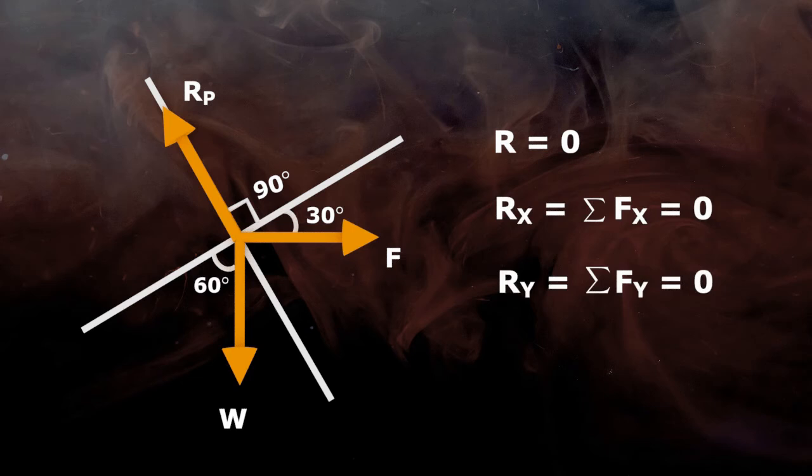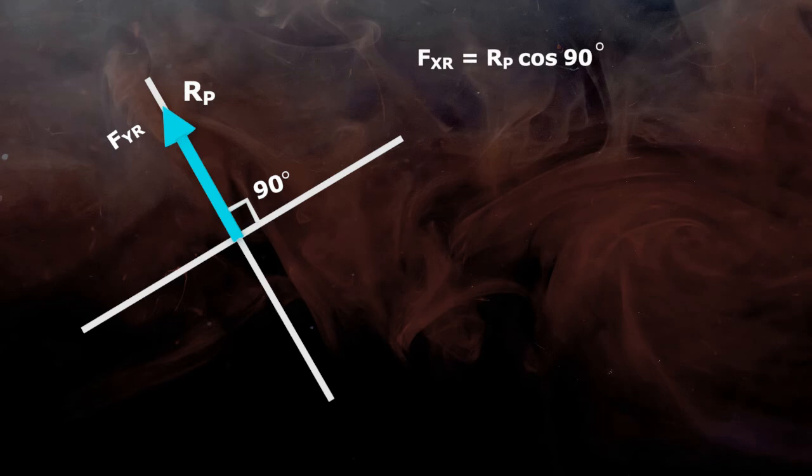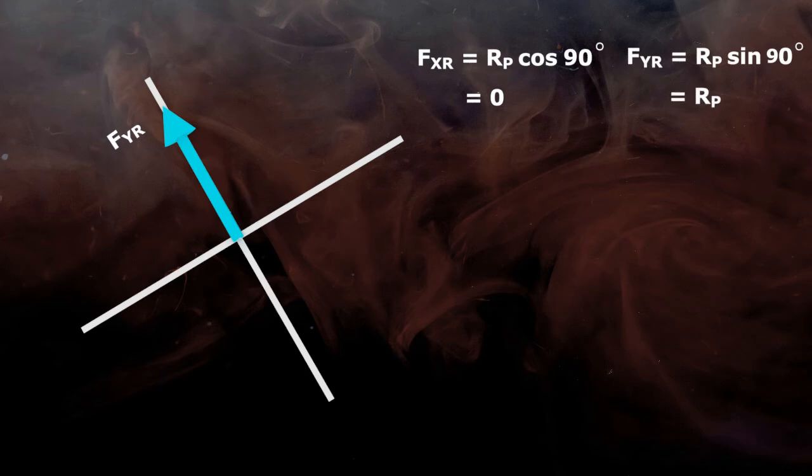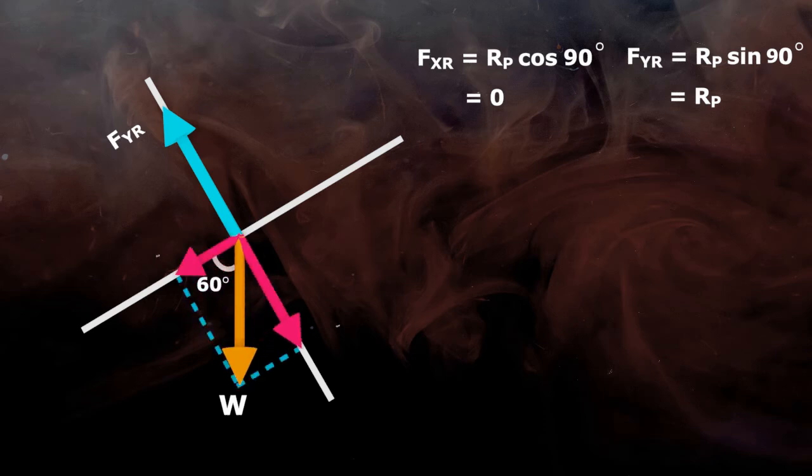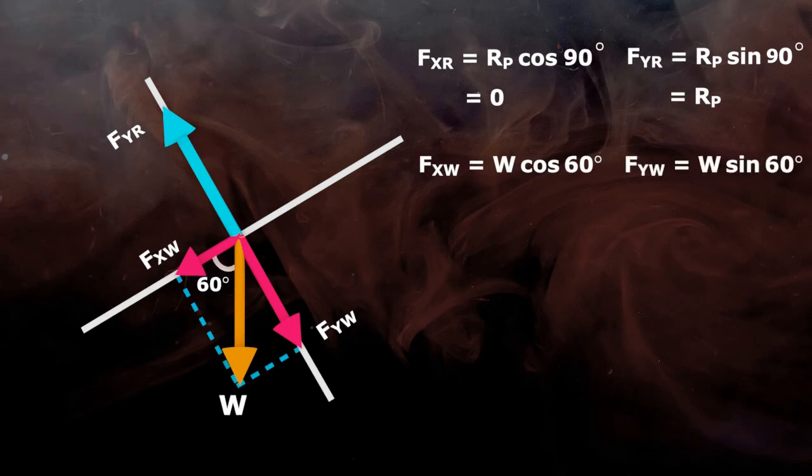Here x component Rx is the summation of horizontal components of all the forces. Similarly, Ry is the summation of vertical components of all forces. So the first step in this method is to find out the x component and y component of each force. Reaction Rp makes 90 degree angle to the x-axis, so x component Fxr is 0 and y component Fyr is Rp. Similarly, weight W makes 60 degree angle to the x-axis, so x component Fxw will be W cos 60 and y component Fyw is W sin 60.